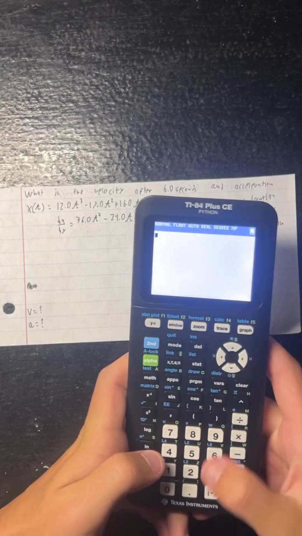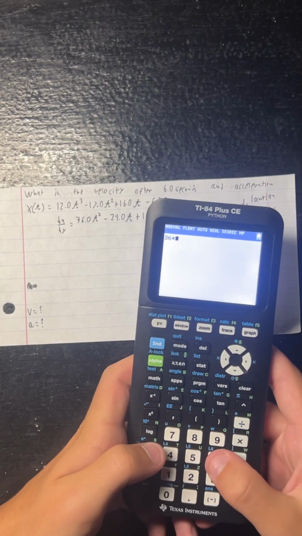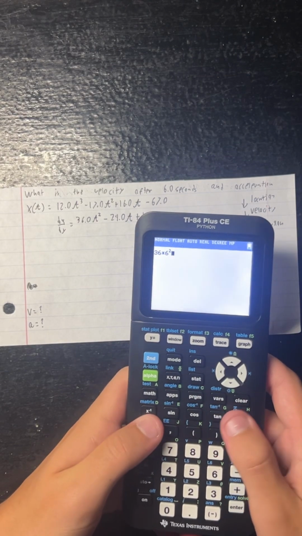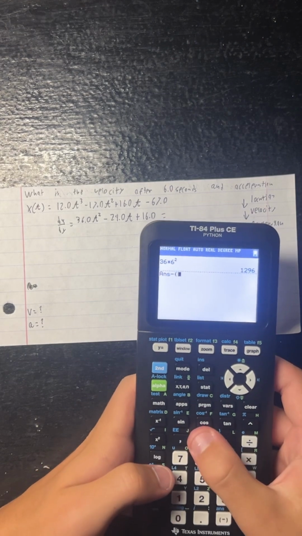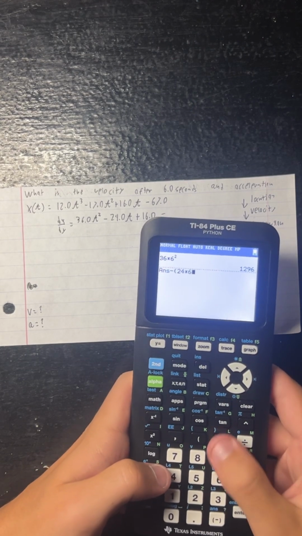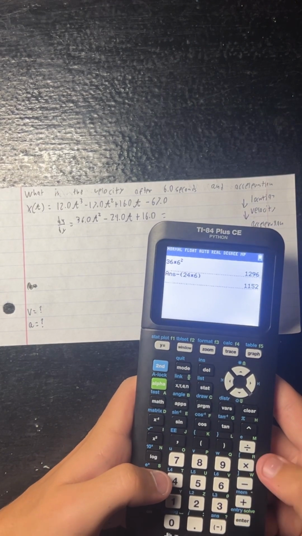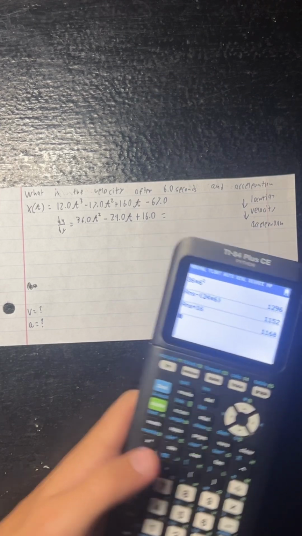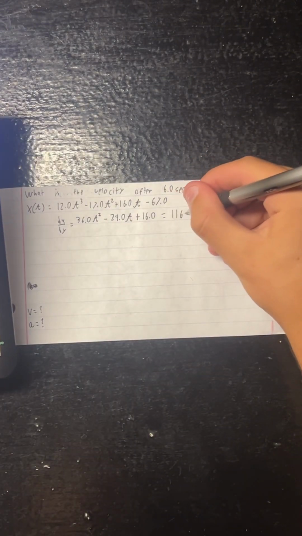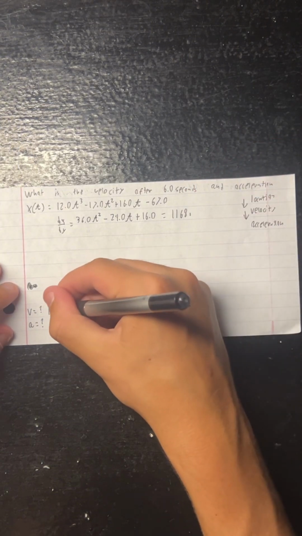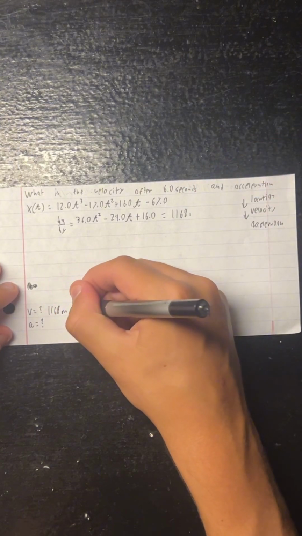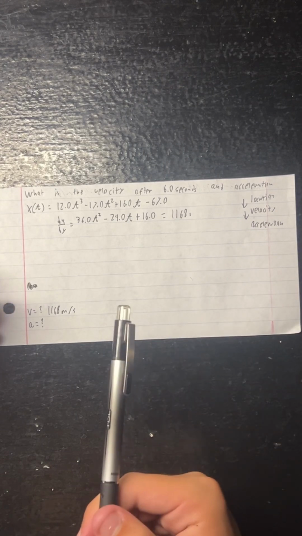Now, what do we do? We plug in 6 for time. So 36 times 6 squared minus 34 times 6 plus 16, and we get 1168. And what is the unit of that? That is 1168 meters per second. So that is our velocity.